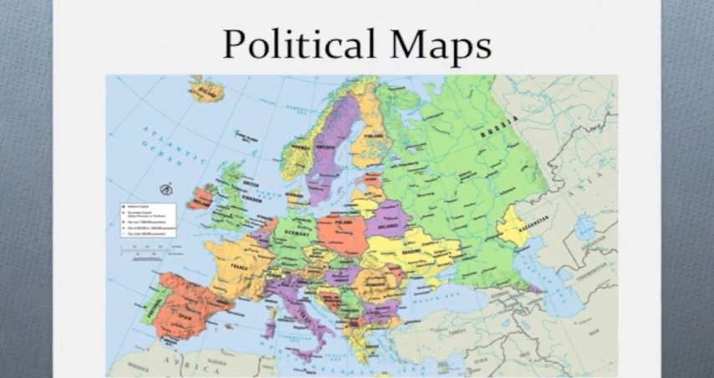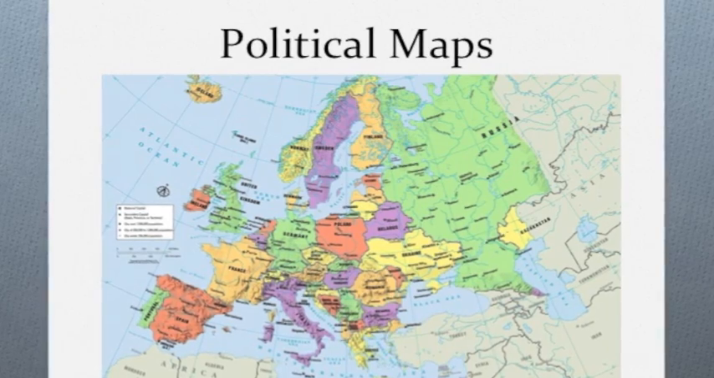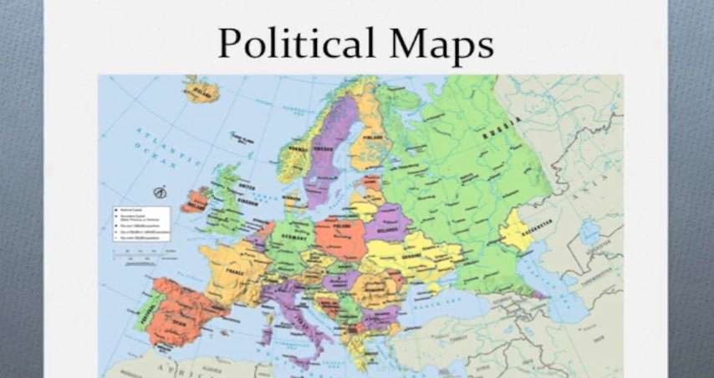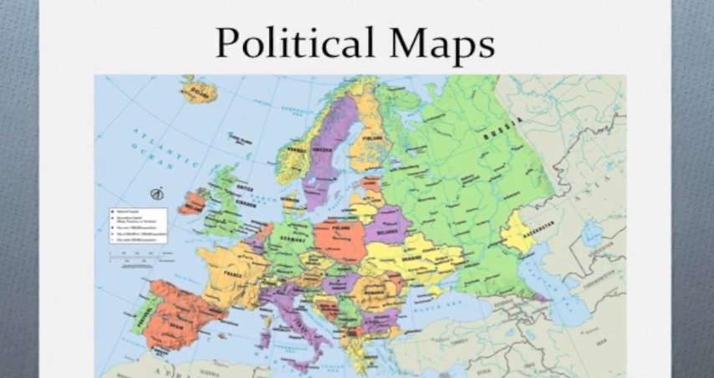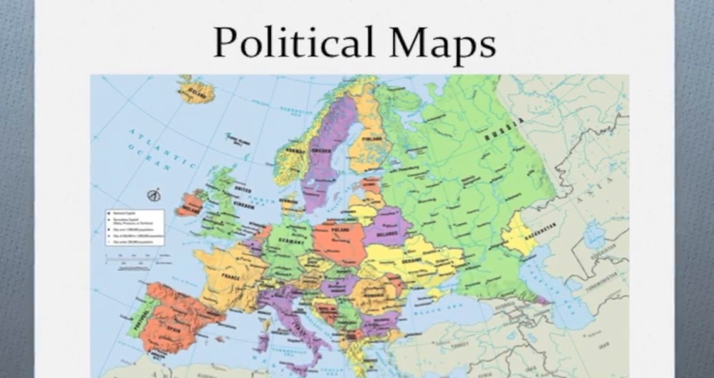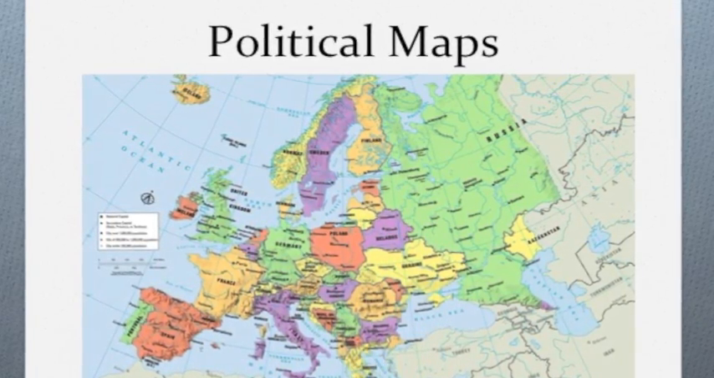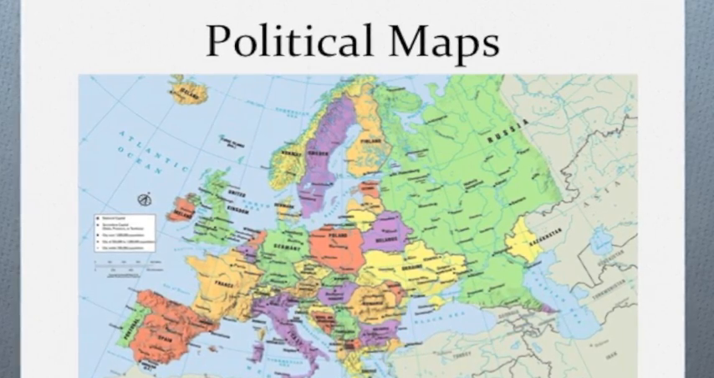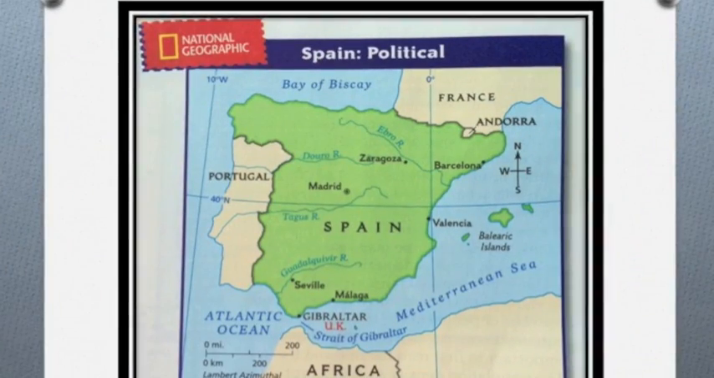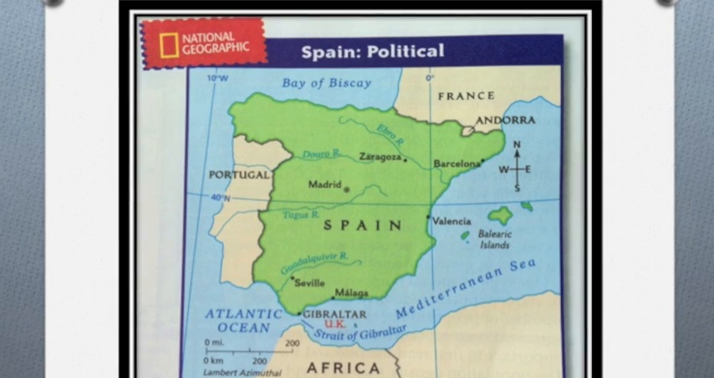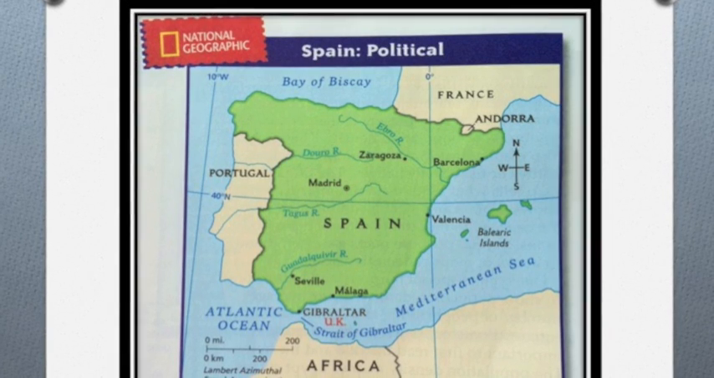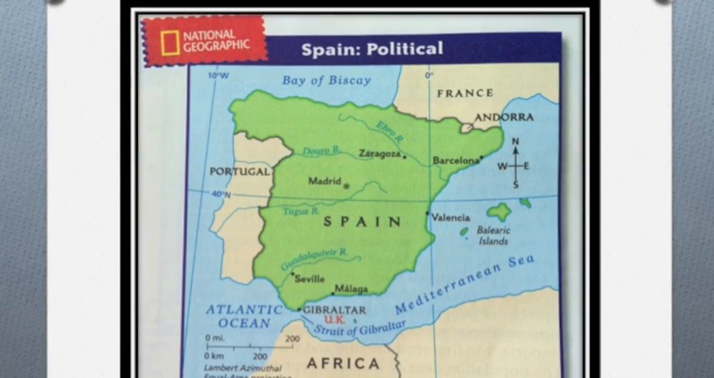The other most common general purpose map again is a political map. Political maps show the names and boundaries of countries, the location of cities and other human-made features of a place, and often identify major physical features as well. The political map of Spain, for example, shows the boundaries between Spain and the other countries of Portugal and France.